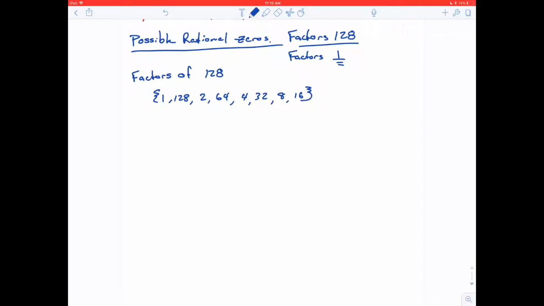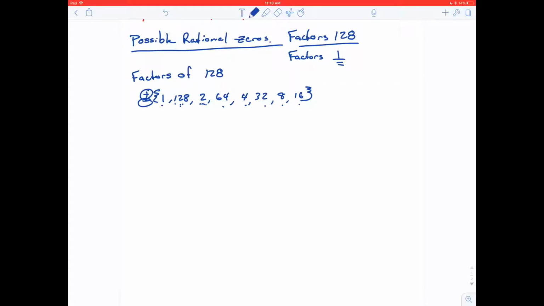And we'll put some curly brackets and say plus minus. So it looks like there's 1, 2, 3, 4, 5, 6, 7, 8 numbers there, but there's actually all these positive and then all of them negative. So there's actually 16 numbers there, all the positive numbers, and then all those numbers with negatives in front of them. All right, so positive 1, negative 1, positive 128, negative 128, positive 2, negative 2. So there's a whole list of numbers. Now that's the possible rational zeros.